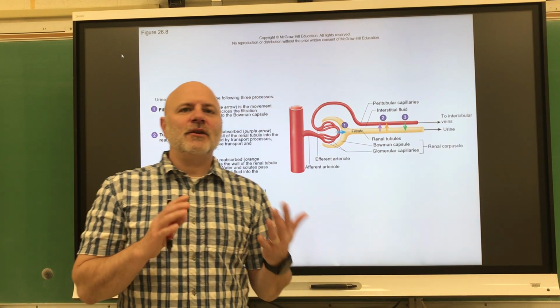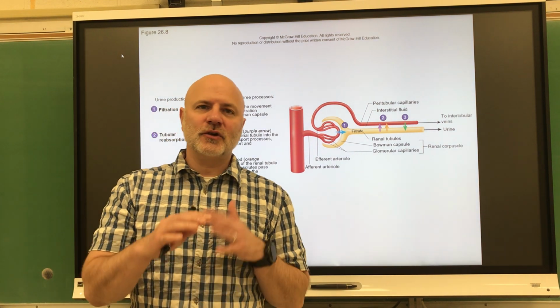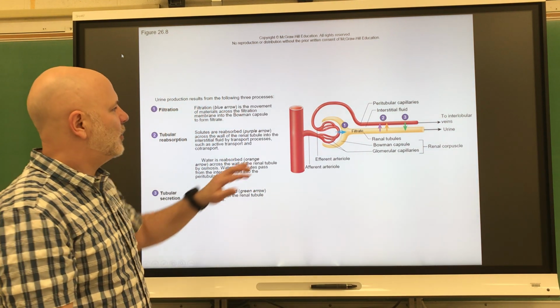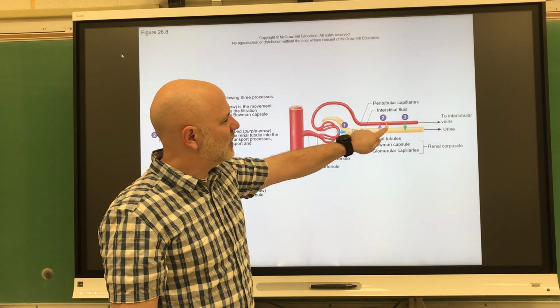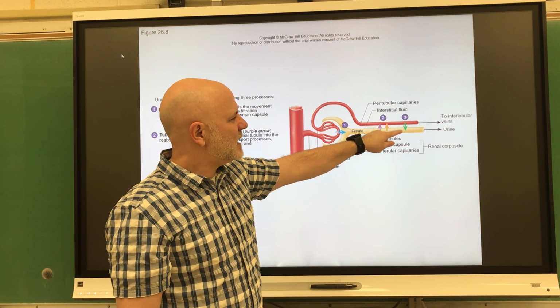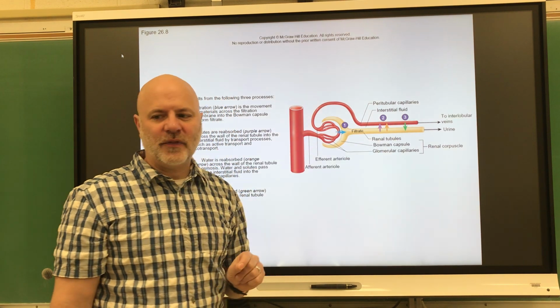So let's take a look at urine formation. There are three parts to urine formation. One part is glomerular filtration, which is shown here. Next is tubular reabsorption, shown with those two arrows. And lastly is tubular secretion, shown with that arrow.